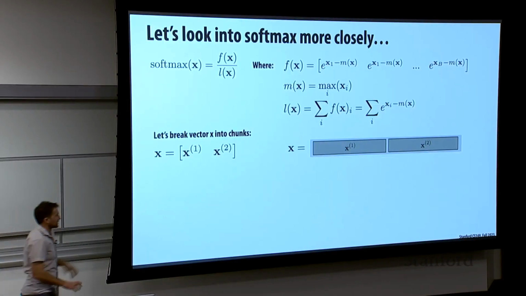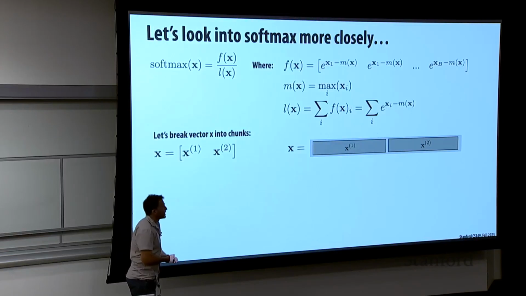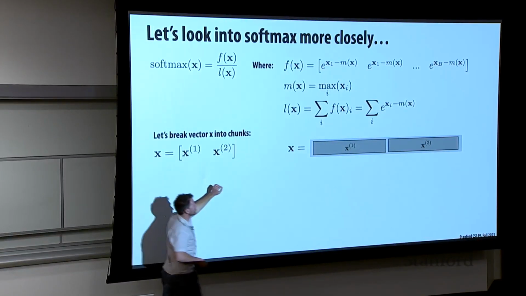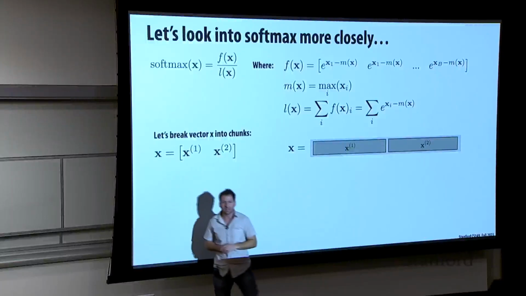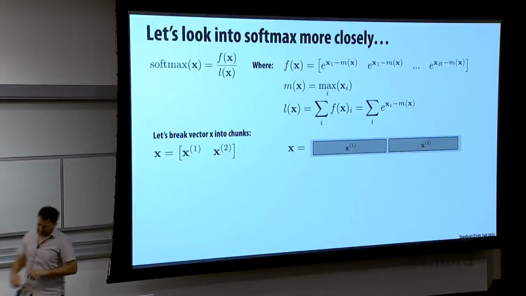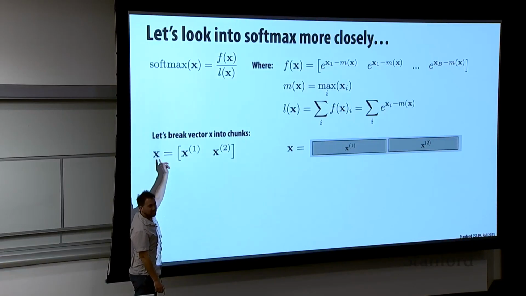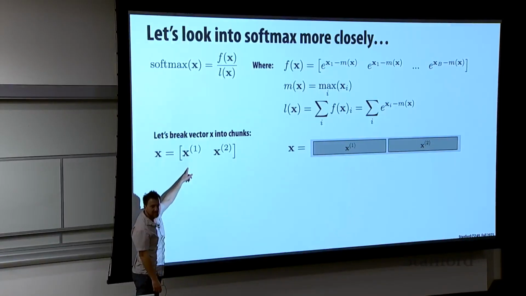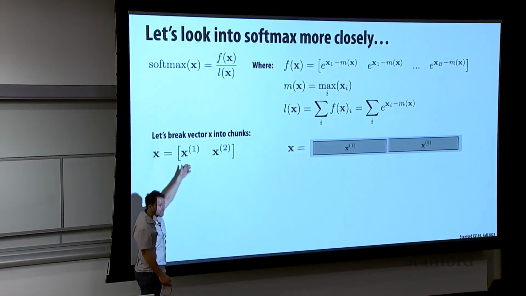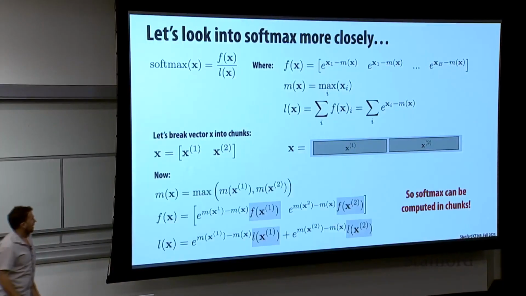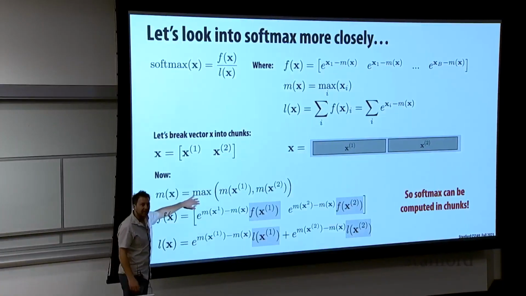Okay, and the details of this, I think we should take offline. But the general gist of it is, let's think about x as a first half and a second half. So here's the first half, here's the second half. And if I think about what is the max of vector x in terms of maxes of x1 and x2, well, the max of x is clearly the max of x1 and the max of x2. So, this can definitely break down.